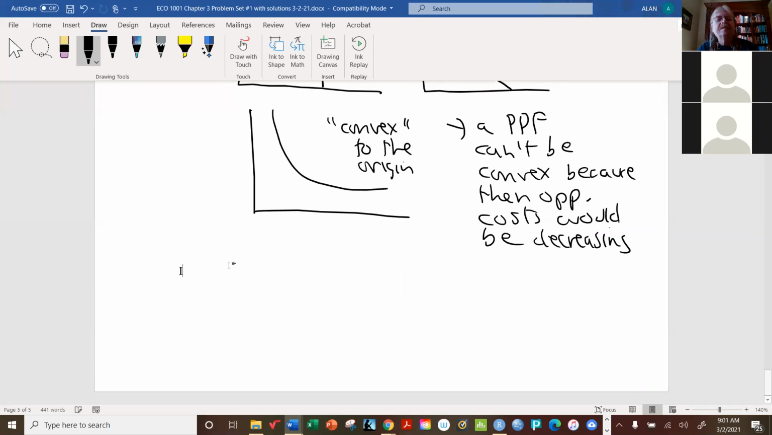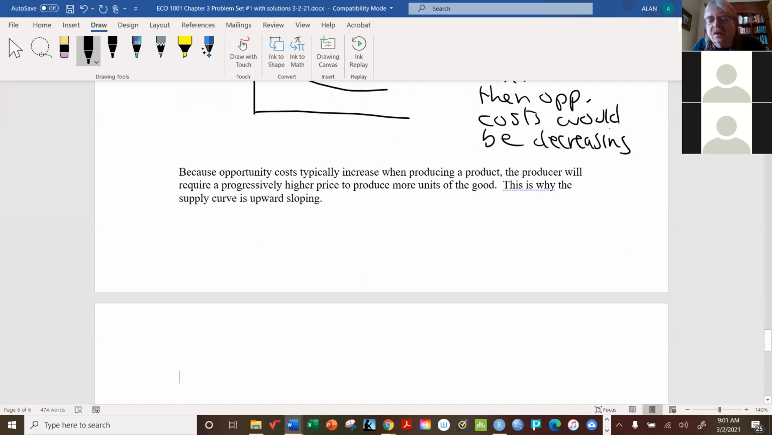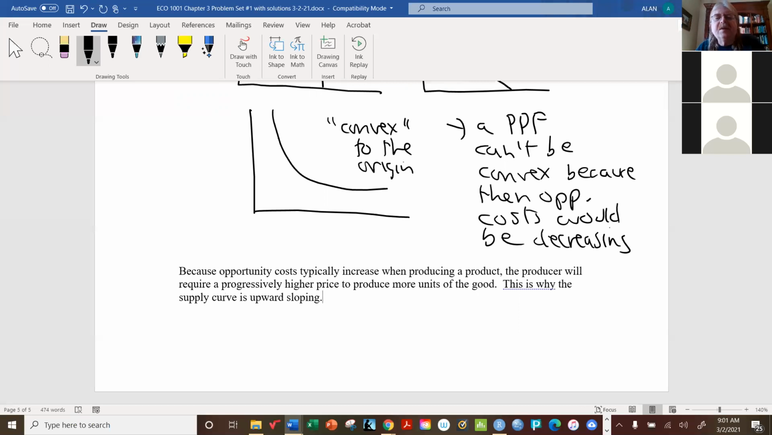It is because opportunity costs typically increase when producing a product, the producer will require a progressively higher price to produce more units of the good. So in a nutshell, this is why the supply curve is upward sloping, because of increasing opportunity costs. That's the actual reason why this is happening.